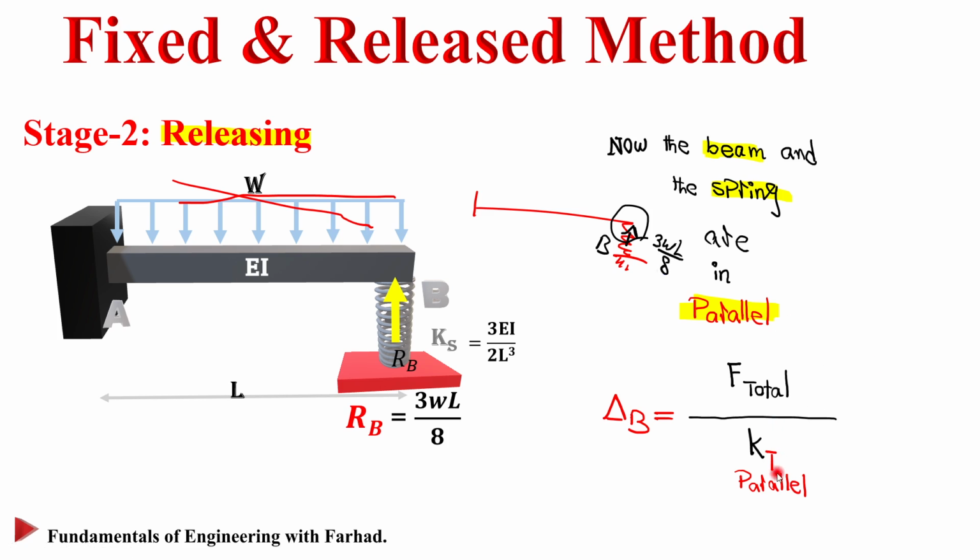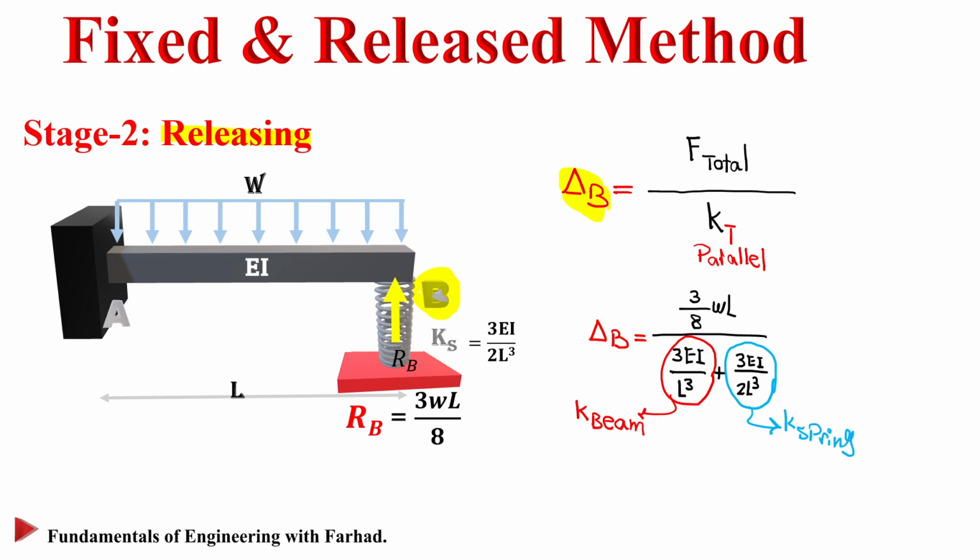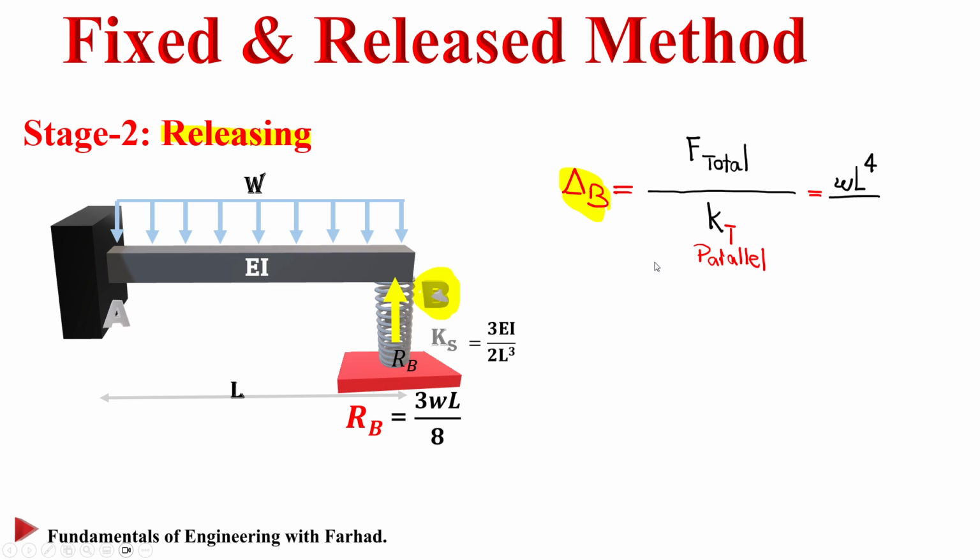So F total over K total in parallel condition. Delta at B is simply the force RB, 3WL over 8, over the stiffness of the beam, which is 3EI over L cubed, plus the stiffness of the spring, which we have for both of them. And if you calculate it, it's WL to the fourth over 12EI. So that is delta B.